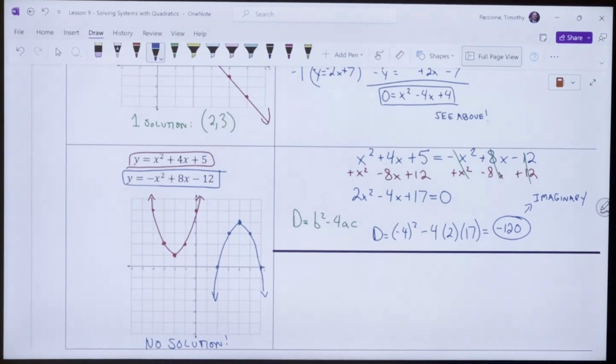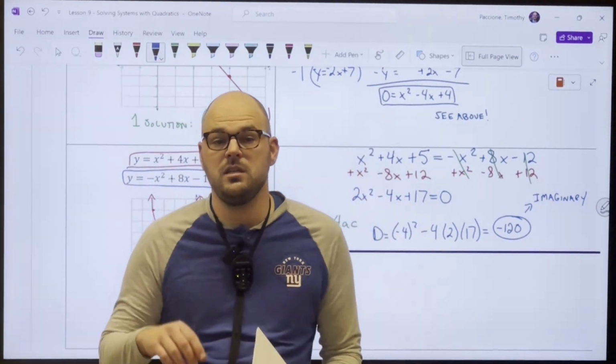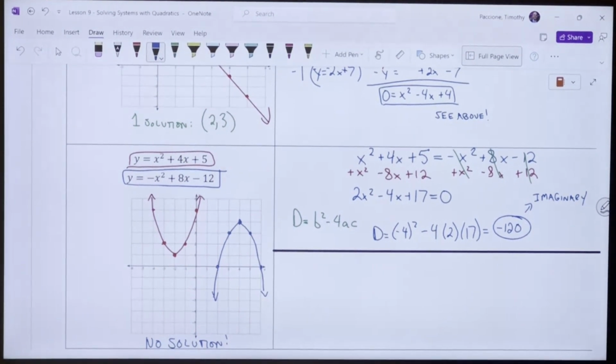I know that a lot of times, y'all like one method over another method, but there's some problems where if you do elimination, it'll be way quicker. Some problems, if you do substitution, it'll be way quicker. So make sure you're using the one that's going to help you the most.